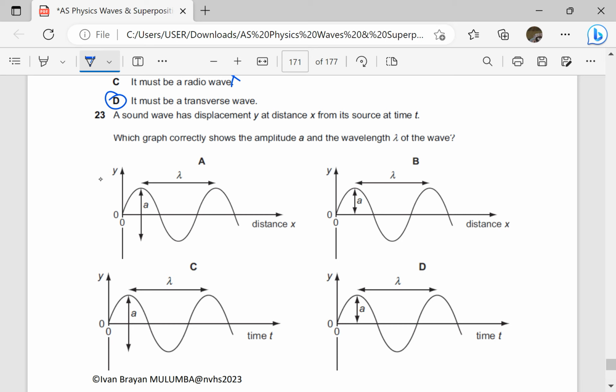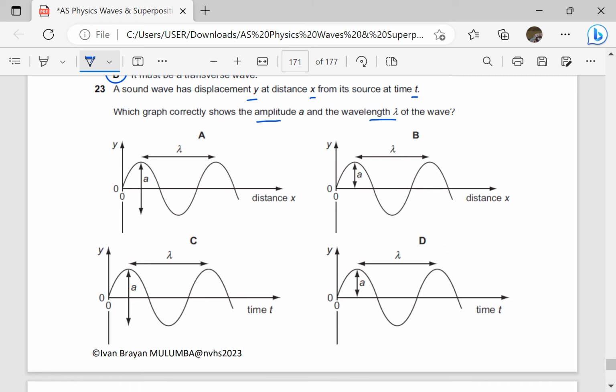A sound wave has displacement y at distance x from its source at time t. Which graph correctly shows amplitude A and the wavelength lambda of the wave? So this is displacement against distance. So that is wavelength, but this is twice amplitude, so that is wrong. This is displacement against distance. So this is wavelength and this is amplitude. So the answer is B.